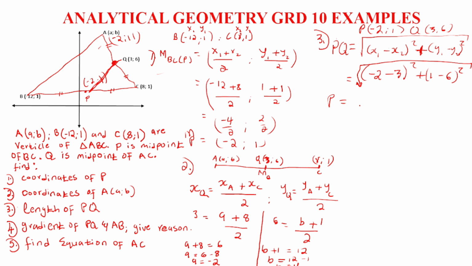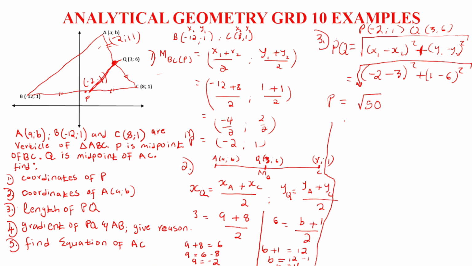Therefore it should give us PQ is equal to root 50. Okay, so that's how you deal with question number 3. Now let's go ahead and deal with question number 4. Let me just put the line here to separate these questions.